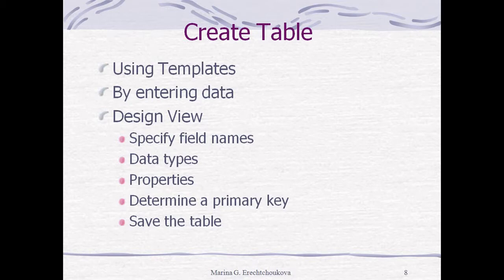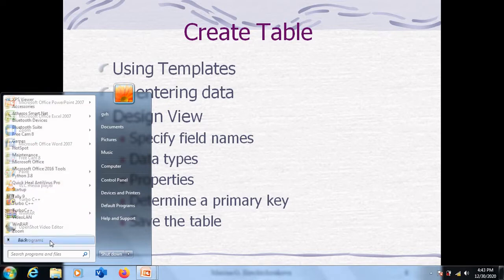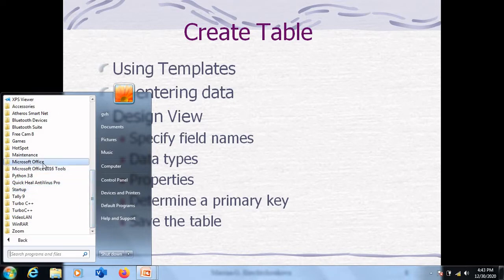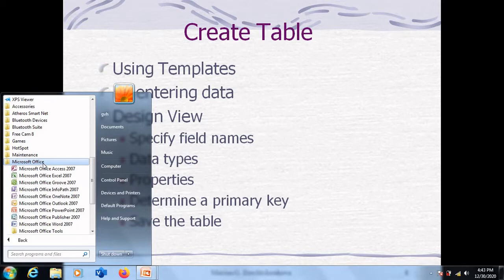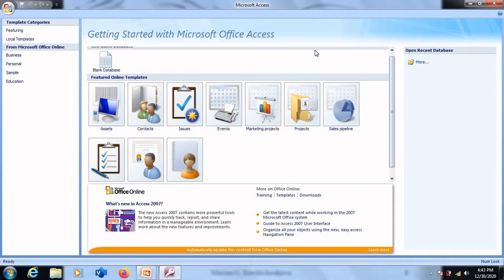Let's first understand how to open MS Access. For our syllabus, the version we have of MS Access is 2007. So first we'll have to click on Start, All Programs, and check for Microsoft Office. Click on Microsoft Office and select the software called Microsoft Office Access 2007. Click on Microsoft Access 2007, and this is the initial window that you have.